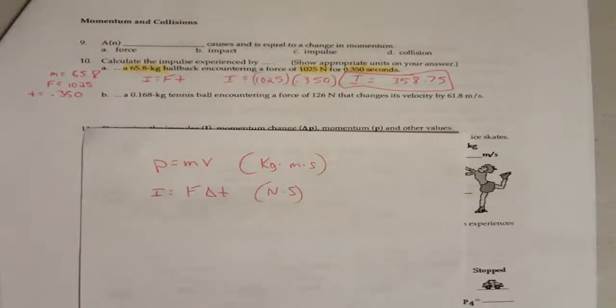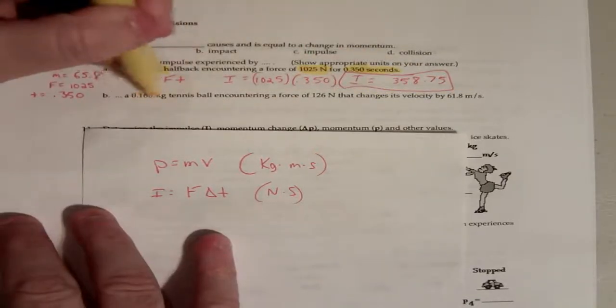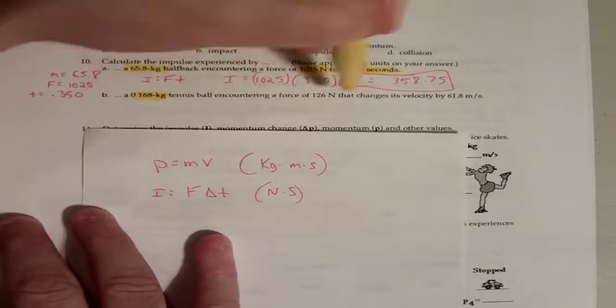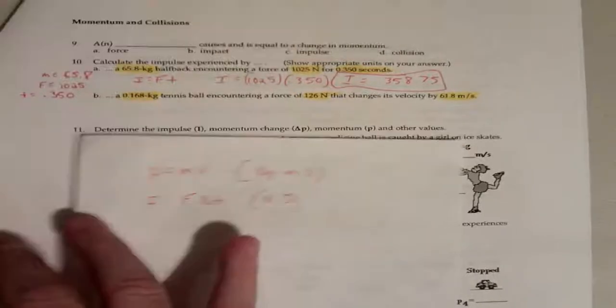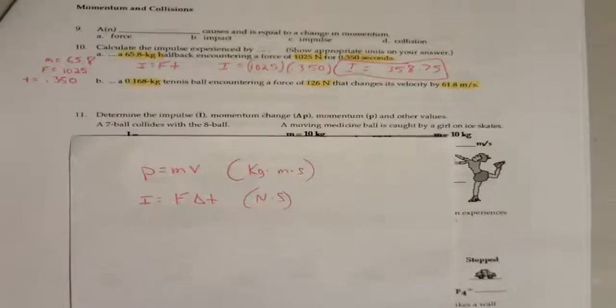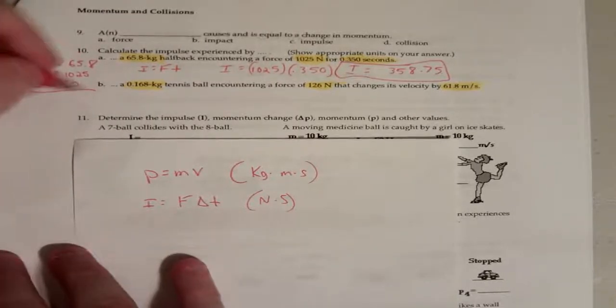Easy, easy. Alright, so let's look at B. B is a little tricky, okay? So let's look at B. A 0.168 kilogram tennis ball encounters a force of 126 newtons. Changes its velocity by this, okay? So let's highlight everything that we typically use in a problem, or could be important. So it's right off to the side. Let's make our line to distinguish between this problem and that problem.